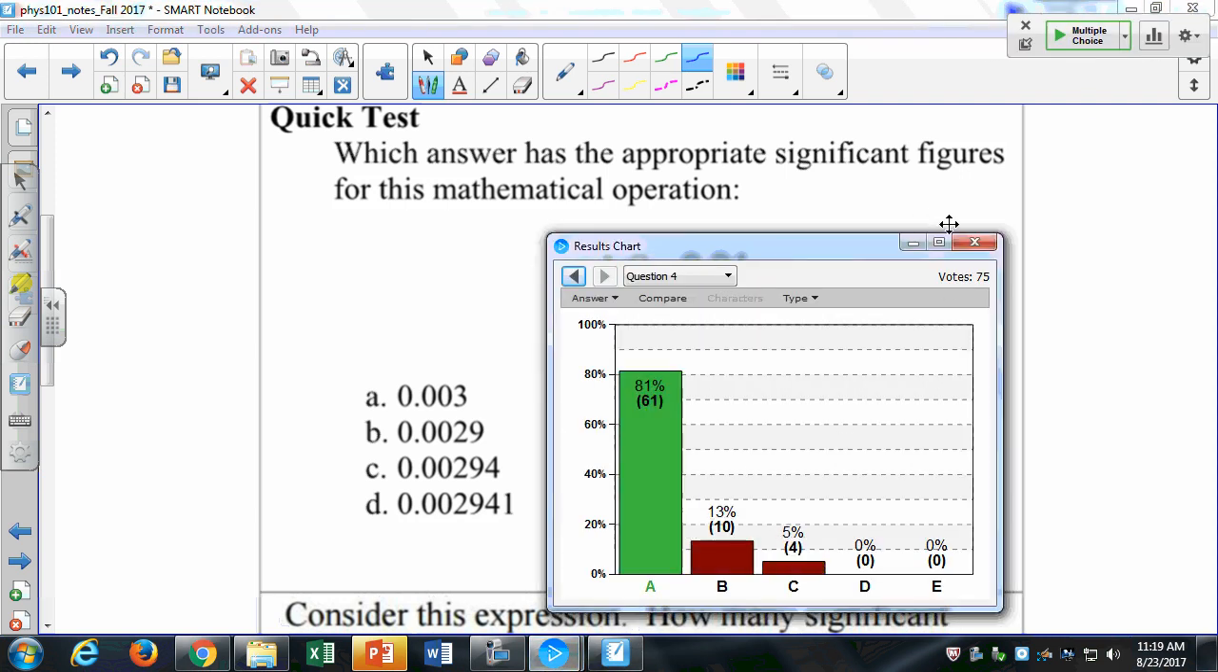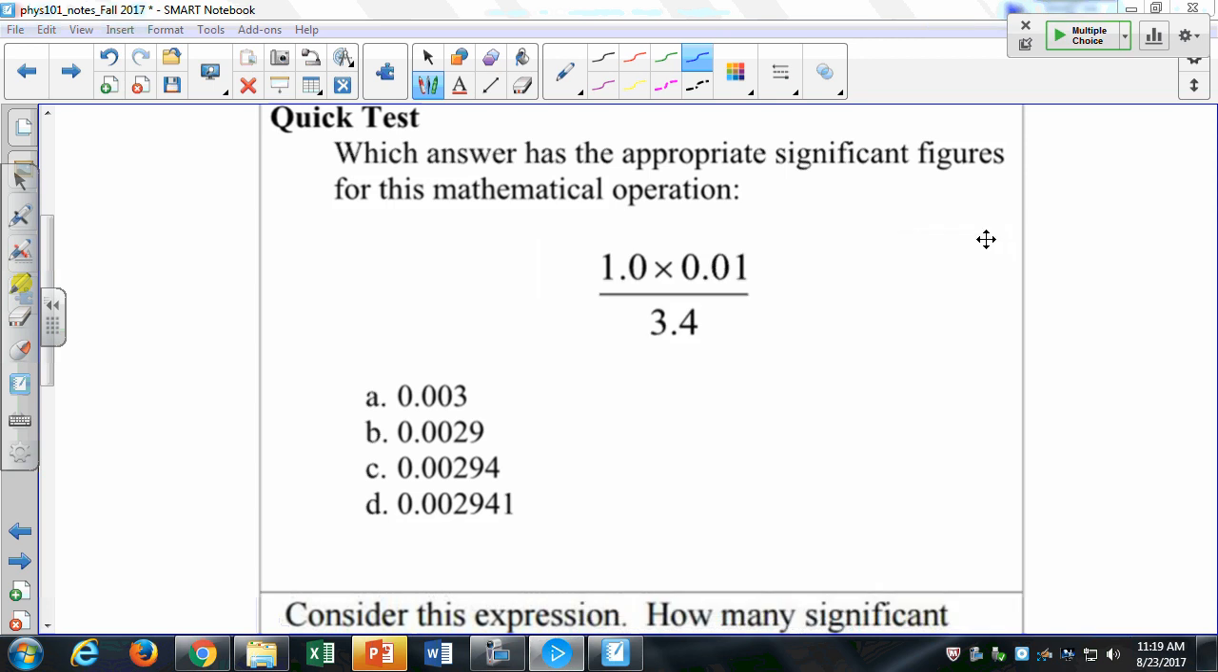All right, A is right. Again, I don't need my calculator. I just look at this and I say, this has 2 significant figures. This has 1 significant figure. So the result of this operation is going to have 1 significant figure. And then I'll have 1 significant figure divided by 2 significant figures. So my final answer will only have 1 significant figure.